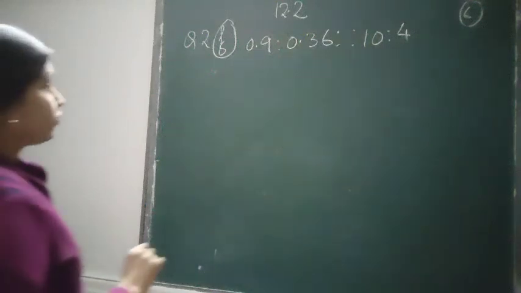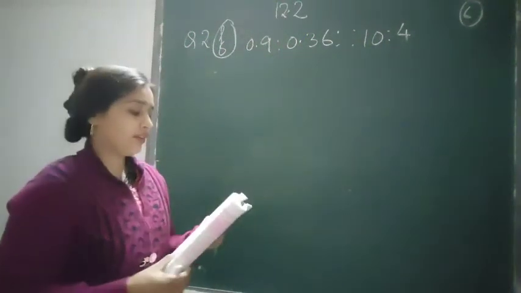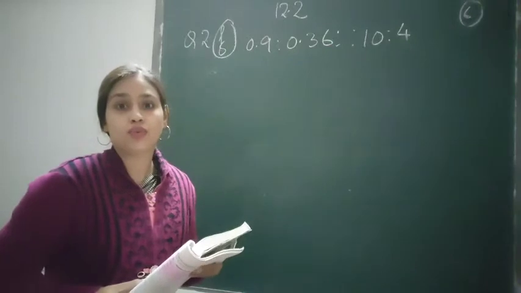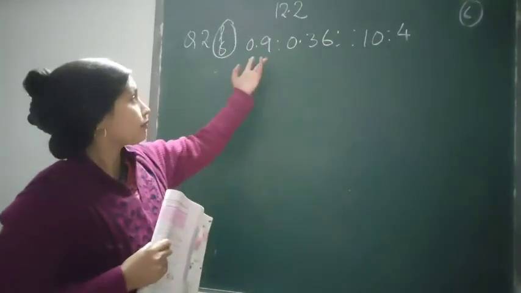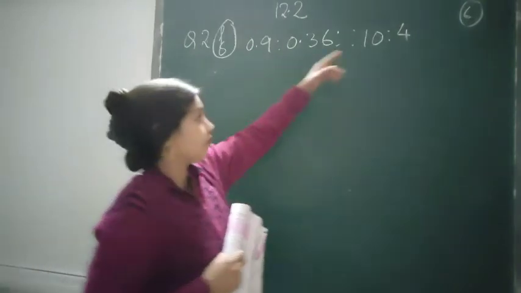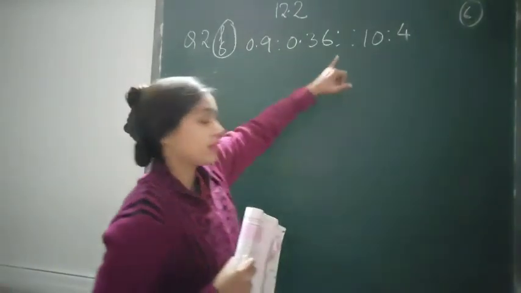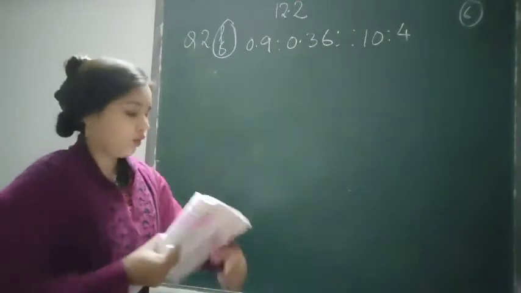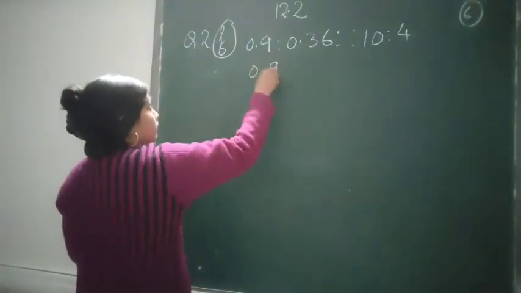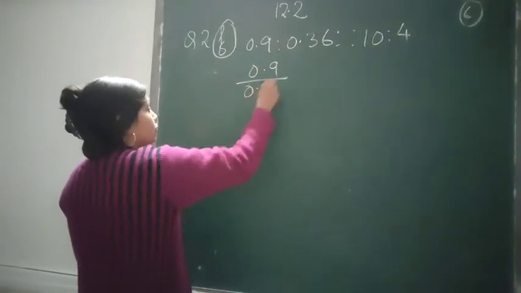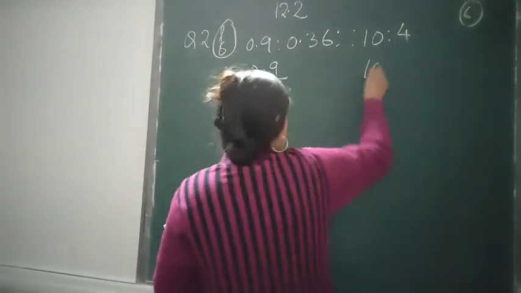Children, today we are starting with question number 2F, where we have to write true or false. So this is the ratio, one ratio, another ratio. We have to see whether they are in proportion or not. So let's start. We compare the two ratios through division.